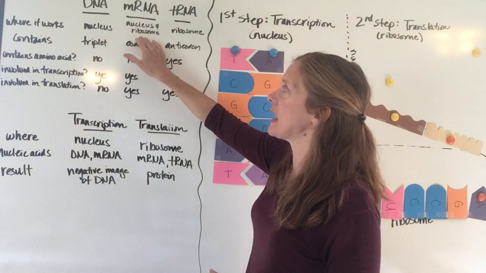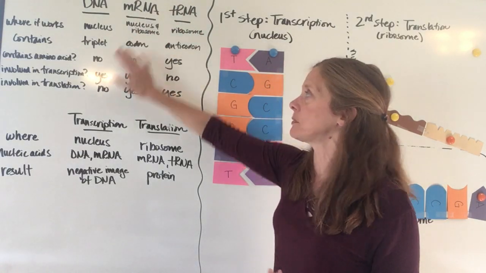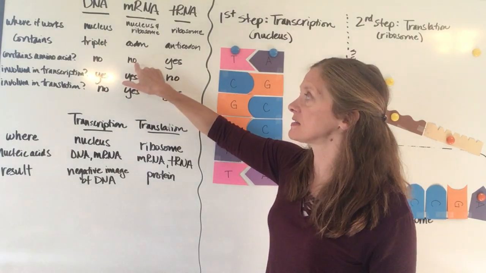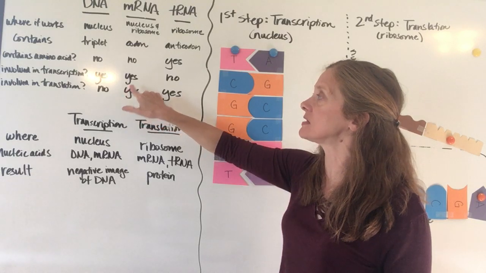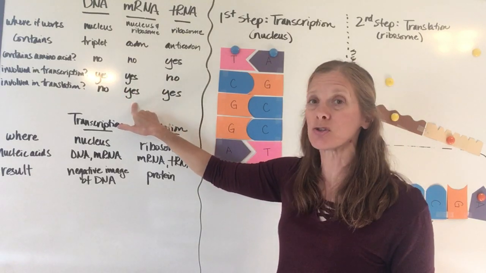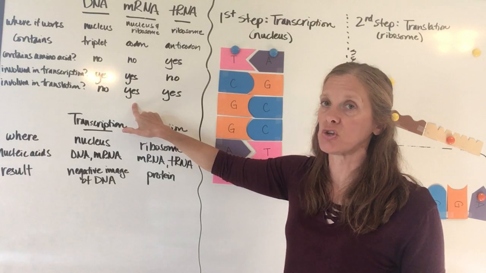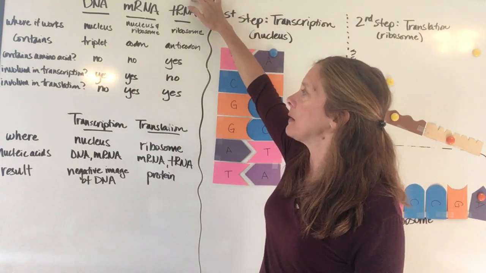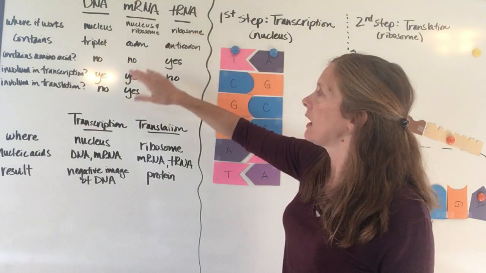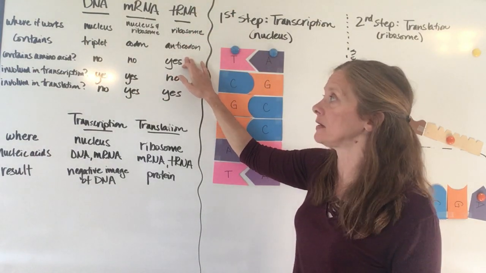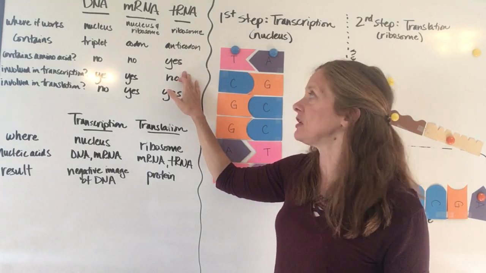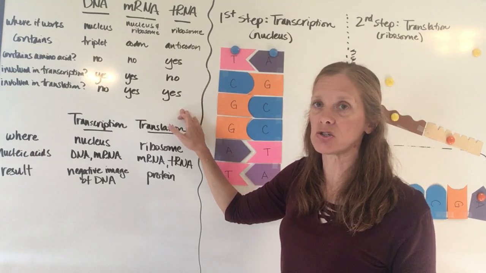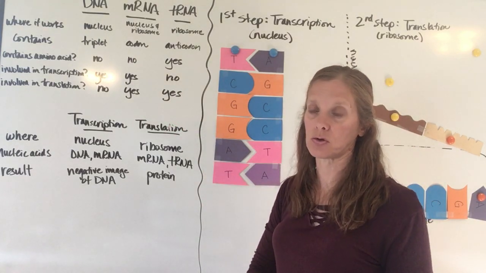So messenger RNA works both in the nucleus and the ribosome. It contains a codon, that's the set of 3. It does not contain the actual amino acid, but it is involved in transcription and translation both. Both of those pieces are needed. And then finally, my tRNA, or my transfer RNA. It works only in the ribosome. It contains an anticodon. It does interact directly with the amino acids. It is not involved in transcription, but it is involved in translation. So you want to make sure that you have your chart filled in correctly.